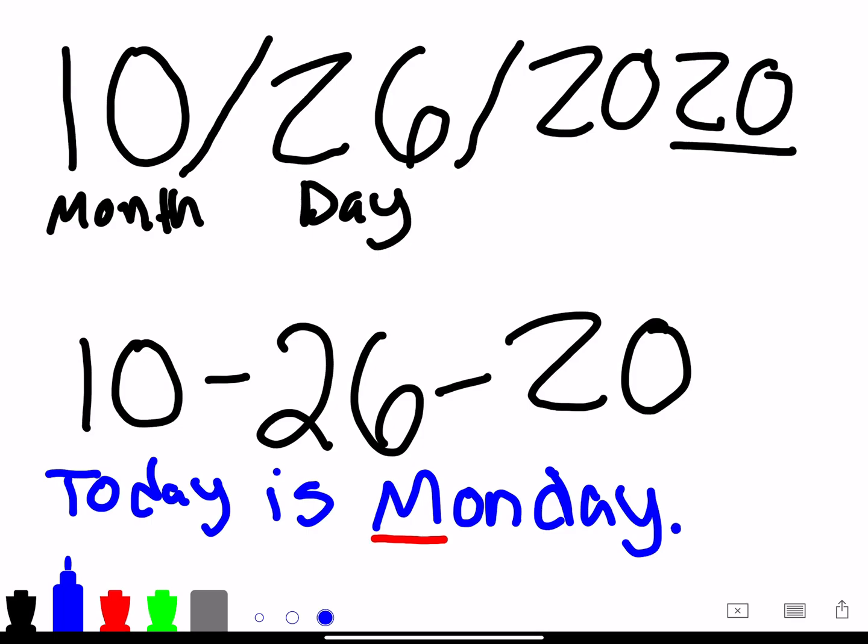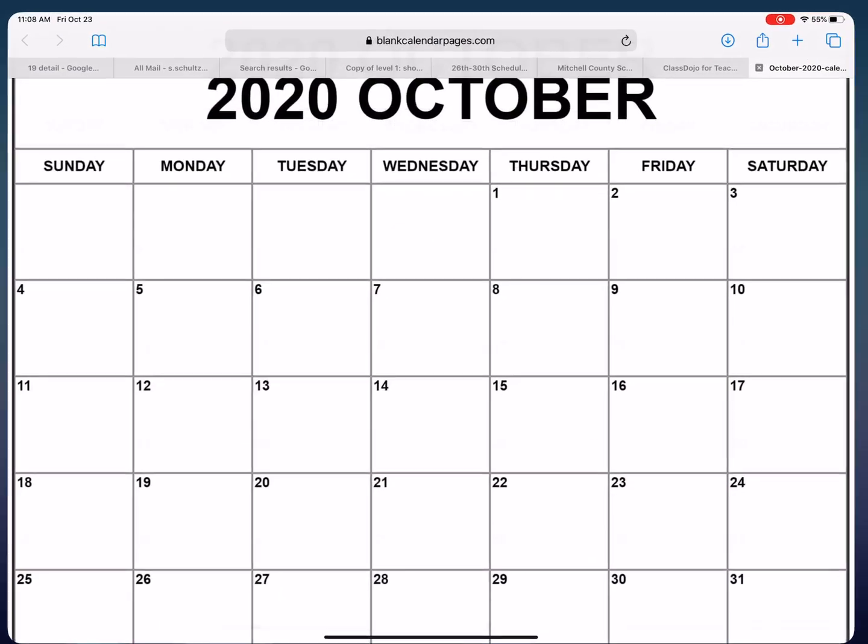So the month is October, the day is the 26th, and the year is 2020. And there's 31 days in October, and the 31st of October is Halloween. So if we go back to our calendar, let's count how many more days we have left to the big holiday. We are on the 26th. So 1, 2, 3, 4, 5, 6. We have 6 more days till Halloween. That's less than a week away. That's so exciting. But if you think about it, we actually have 5 days to our big Halloween party. So I'm super excited about that. So 5 more days. We're almost there, guys.